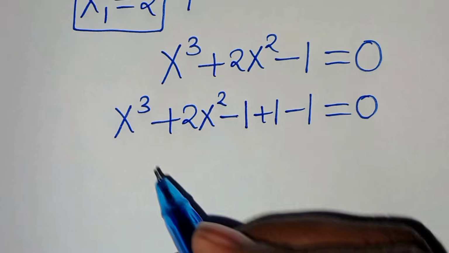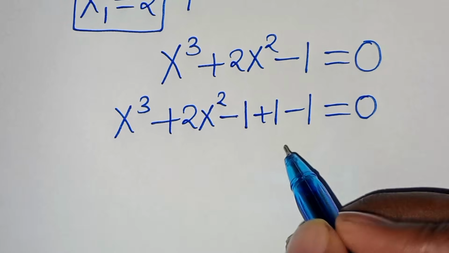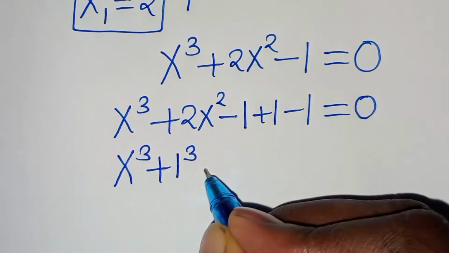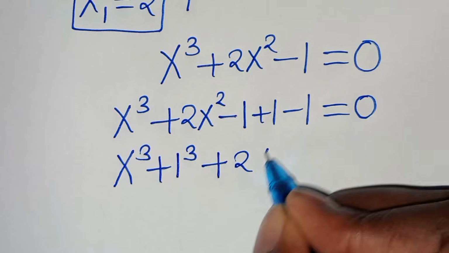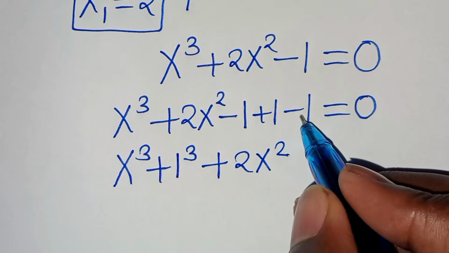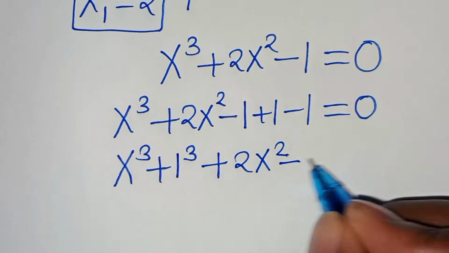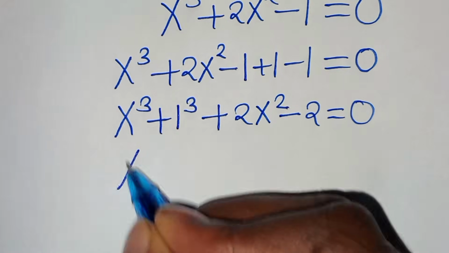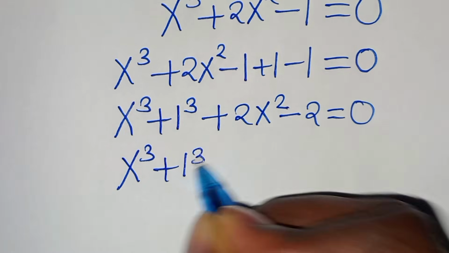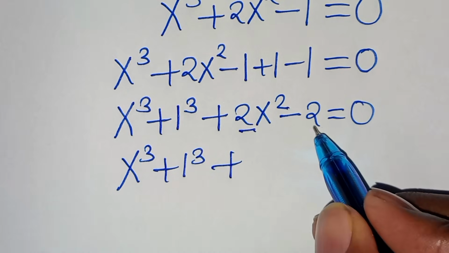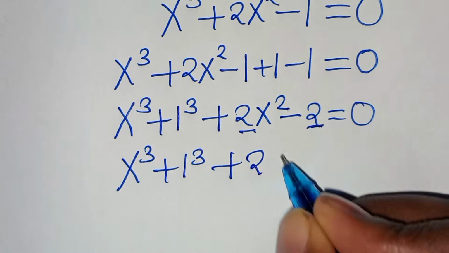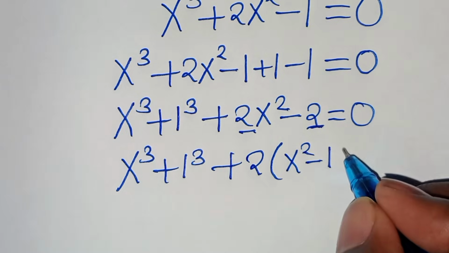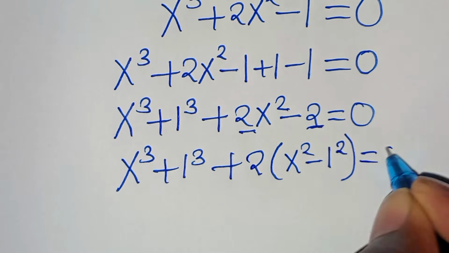Now, this means that here we have x to the power of 3 plus 1. So this means we have x to the power of 3 plus 1 to the power of 3, then plus, now here we have 2 times x to the power of 2 minus 1, this is minus 2, this is equal to 0. So we have x to the power of 3 plus 1 to the power of 3 plus, now remember 2 is common here, we can factor out 2 into the parentheses. This is x squared minus 1. This is the same thing as 1 squared. This is equal to 0.